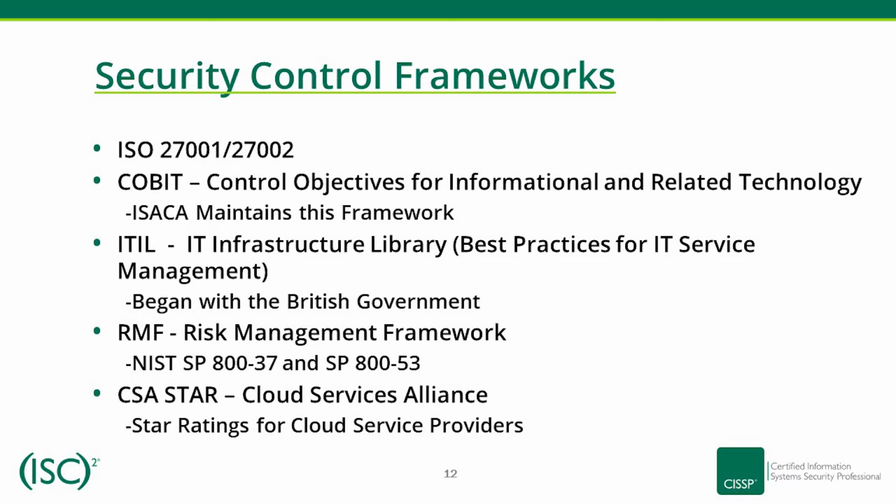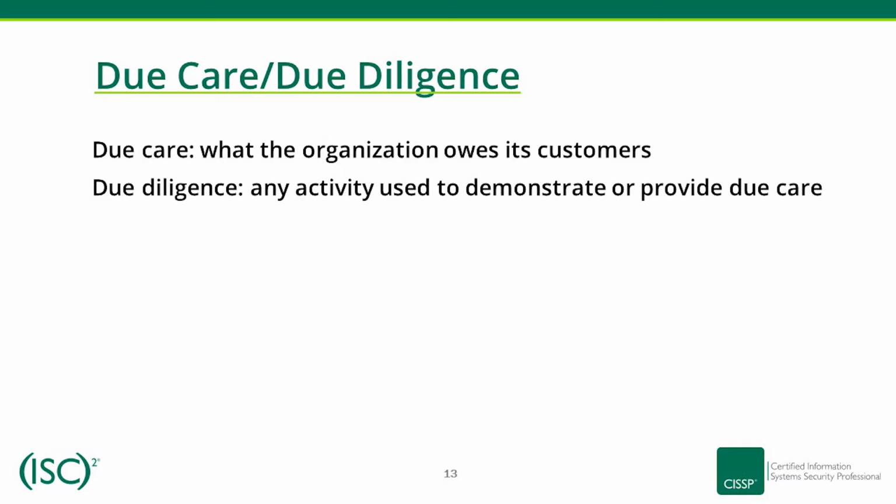27002, codes of practice, best practice recommendations on information security management for use by those responsible for initiating, implementing or maintaining the ISMS. 27002 has 14 separate areas it addresses: information security policies, organization of information security, human resource security, asset management, access control, cryptography, physical and environmental security, operations security, communications security, system acquisition/development/maintenance, supplier relationships, information security incident management, business continuity management, compliance.